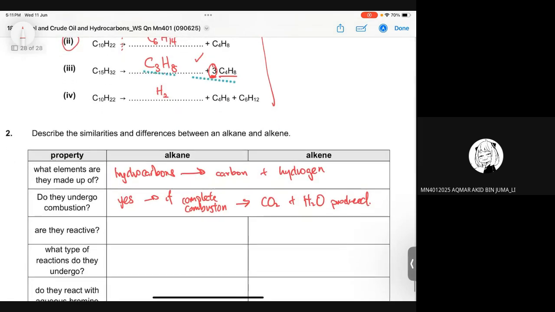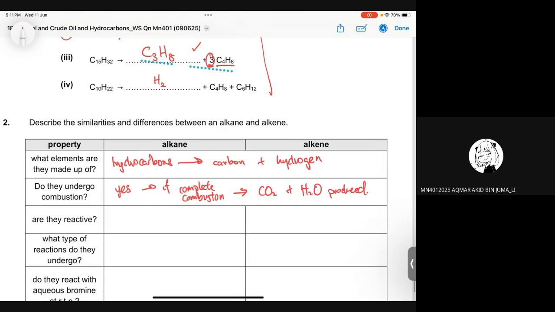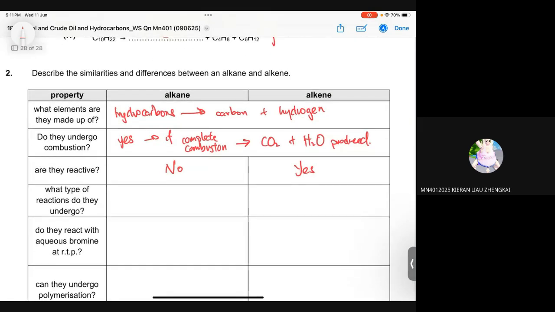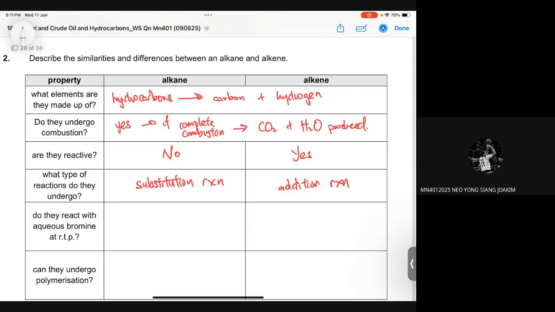Next one. Kiran. Alkanes, are they considered reactive or not? I mean, they do undergo reactions, but are alkanes in general considered reactive? No. Then how about alkenes? Yes. Okay, good. Next one, Joachim. What type of reactions do they undergo? The classification. So alkanes, substitution; alkenes, addition. Good. So addition reaction and substitution reaction. So knowing the name is important because you are expected to know the classification.